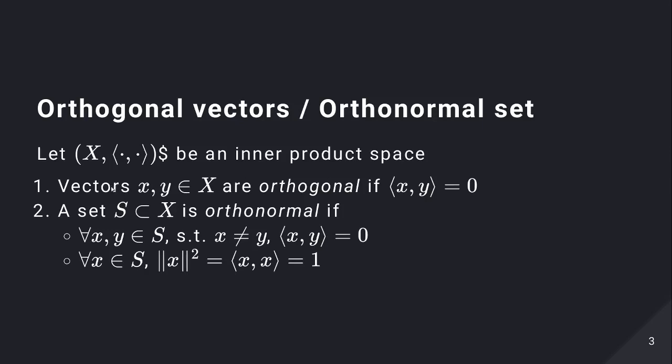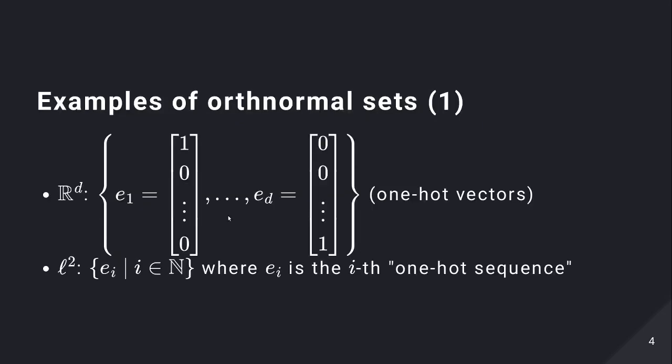Moreover, if we have a set of vectors in our space with the property that any two different vectors are orthogonal and their norms are equal to 1, then we have what's called an orthonormal set. Some famous examples, at least in finite dimensions, are the canonical basis or the one-hot vectors, and they're trivially orthogonal. If we step to sequence spaces, then same idea: the one-hot sequences are also orthonormal with respect to the inner product on that space.